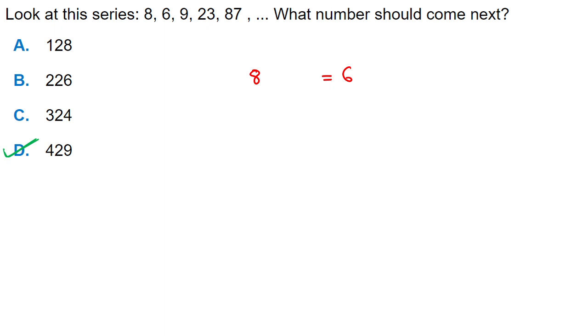Yes, those two students, Alok ji and Ishwari ji, what do you feel? Yeah, the correct answer is 429. But what is the pattern? From 8, how did you get 6? Because there will be a pattern that was followed to get that answer. What is that pattern? Yes, anyone?